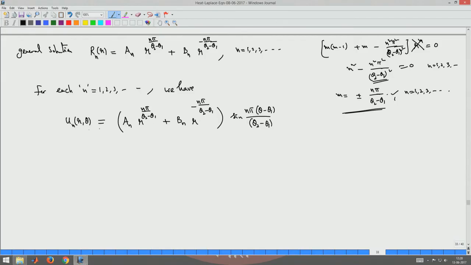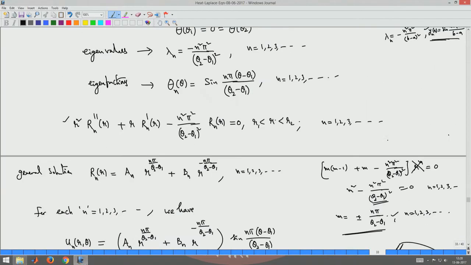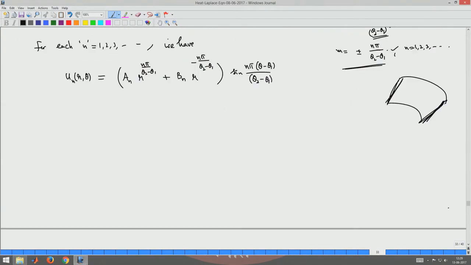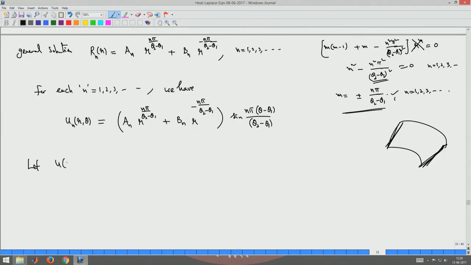So, for each n, this is the solution that satisfies the Laplace equation inside the domain and the two boundary conditions, boundary condition 1 and 2, okay. For each n, u_n satisfies this equation and the boundary conditions here. Still, they are not satisfying the other two boundary conditions. So, you superimpose: let u of r, theta be the superposition of all these solutions, n from 1 to infinity, u_n of r, theta. Even if you take a constant here, that constant times this constant will be another arbitrary constant, so that is why I did not write it here.